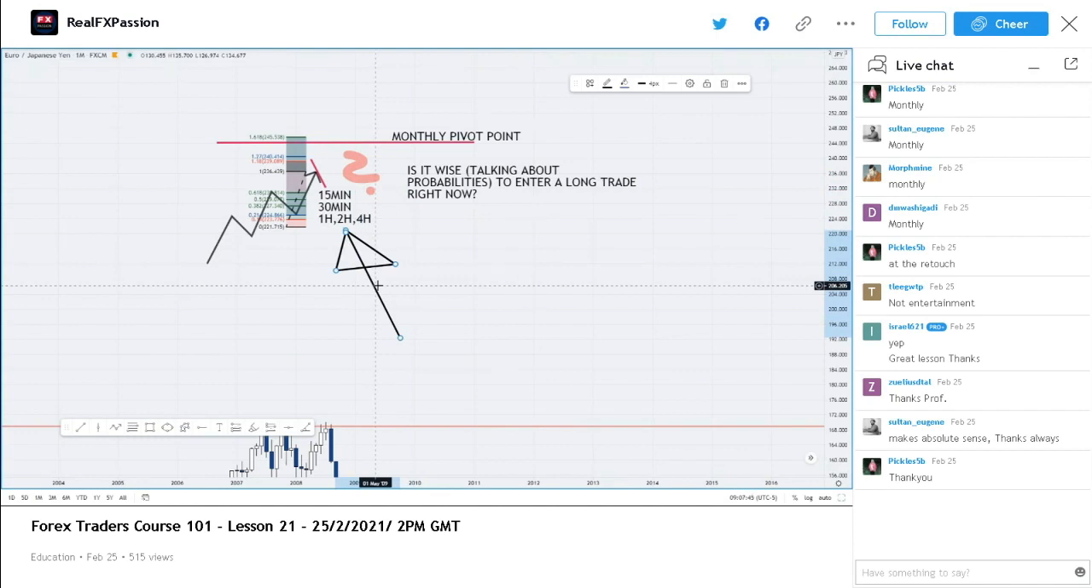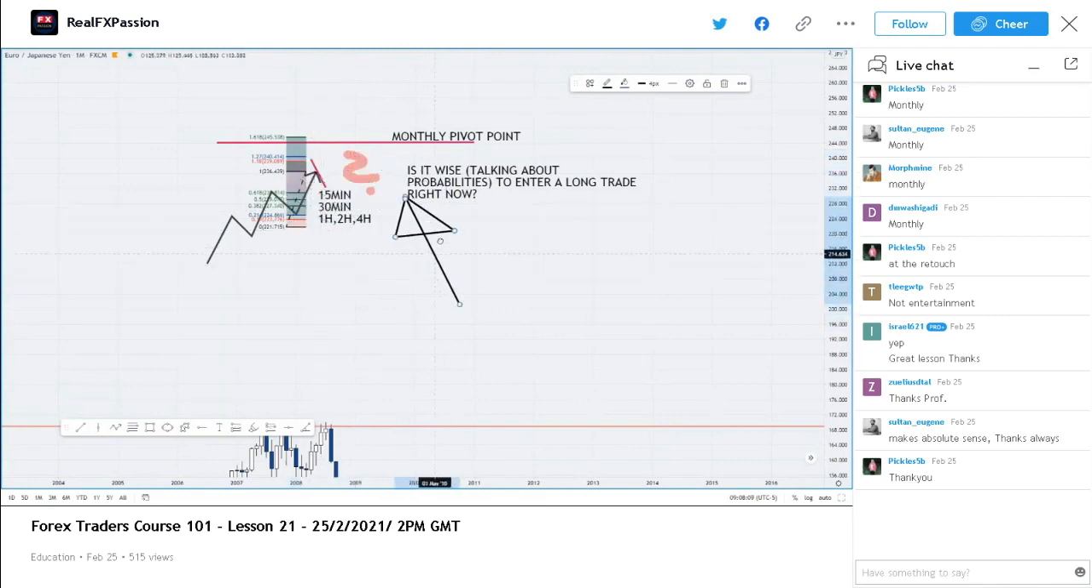By the way, everybody, Israel is right. Eugene, no, it's not wise to go long. It's close to the pivot point. So what? Nothing is stronger than structure, yes. But now we have another problem. It's called timing.